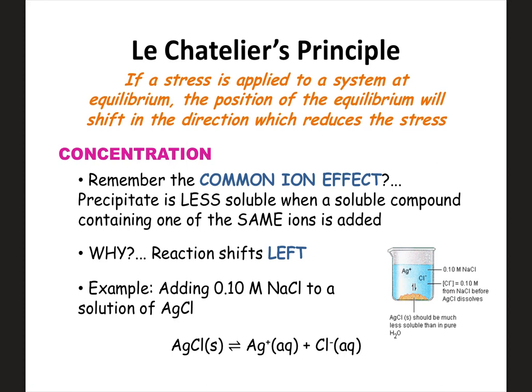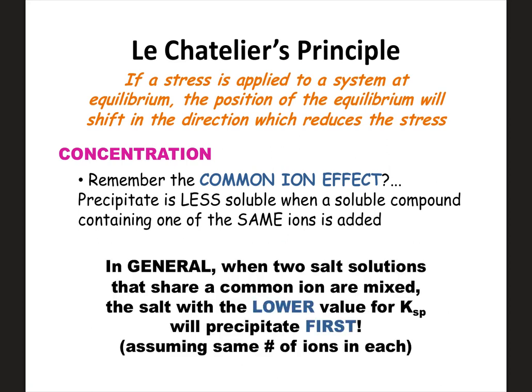If you have one of the ions added, you will see a reduction in the solubility because you're essentially causing the reaction to shift to the left, and more of the substance is going to be precipitated out, or essentially less of it will be dissolved. So now you can think about common ion in terms of Le Chatelier's principle. In general, if you mix two salt solutions that have a common ion, the salt that has the lower value of the KSP will precipitate first.